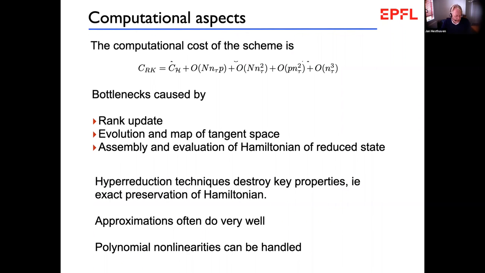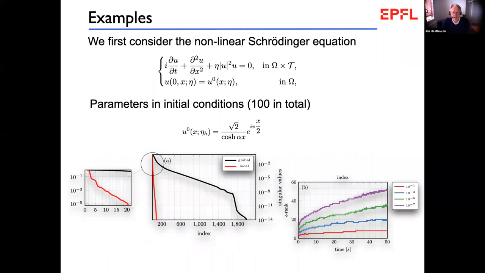To the best of our knowledge, there are no hybrid reduction methods that preserve properties, say Hamiltonian, exactly, except if you consider polynomial nonlinearities, then it can be done. But for general nonlinearity, we are not aware of any way of doing it exactly. The reality is, however, that the approximations, as we've already seen, actually seem to work very well, but they're not exact. So here, just to conclude with a few examples.